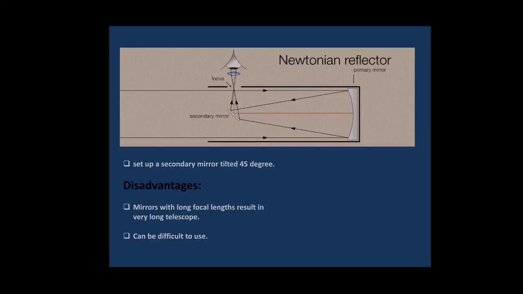But there are some disadvantages for Newtonian telescopes. First, a mirror with a long focal length results in a very long telescope, and also it can be very difficult to use as it requires an eyepiece, and these instruments should be mounted at the top of the telescope.